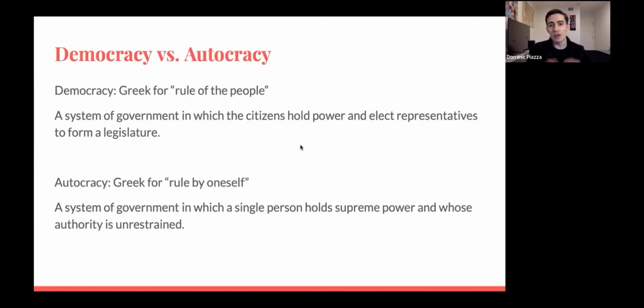All right, so democracy versus autocracy. I think we all understand this pretty well. Democracy being Greek for rule of the people. Of course, here I actually have the definition for representative democracy. Technically, there is another type of democracy. It's called direct democracy, where instead of electing representatives, you have citizens who vote directly on the laws.